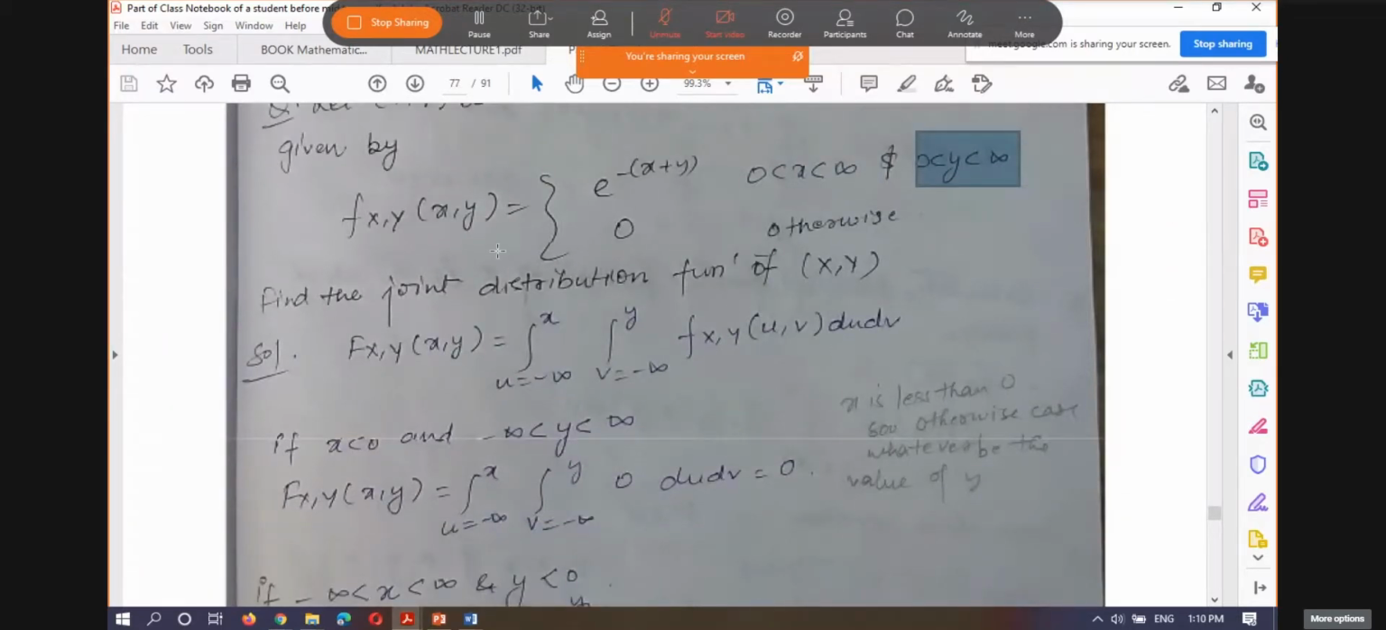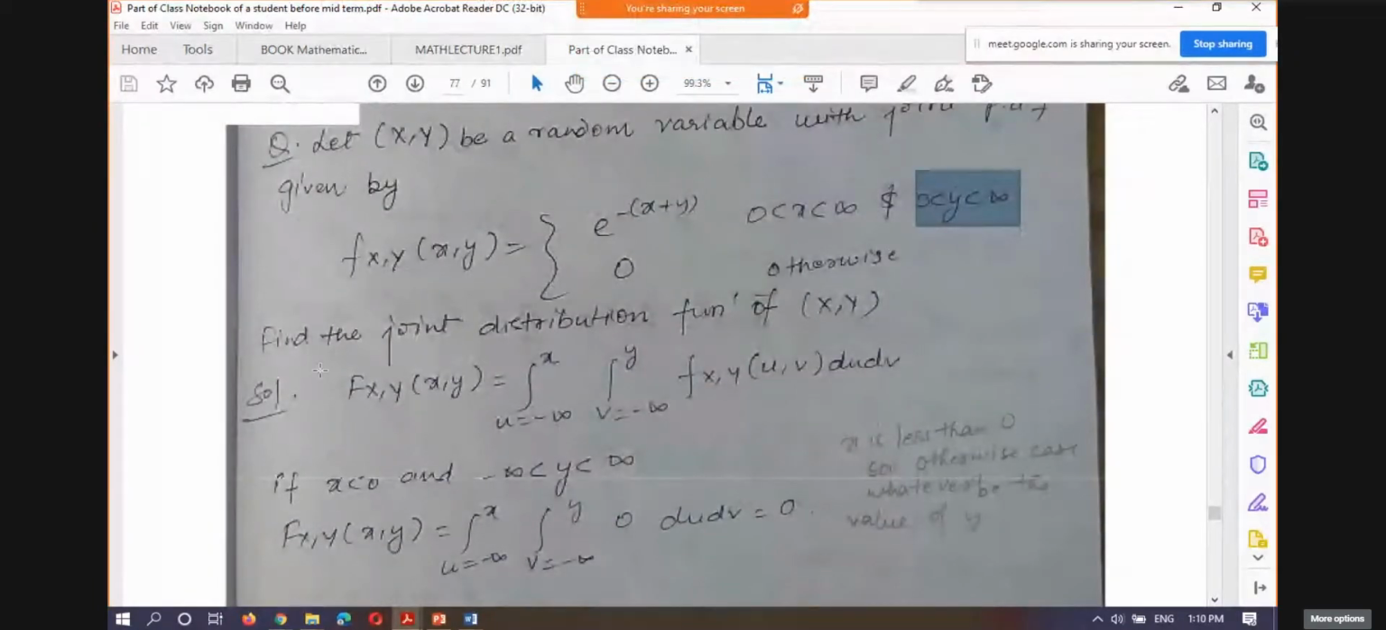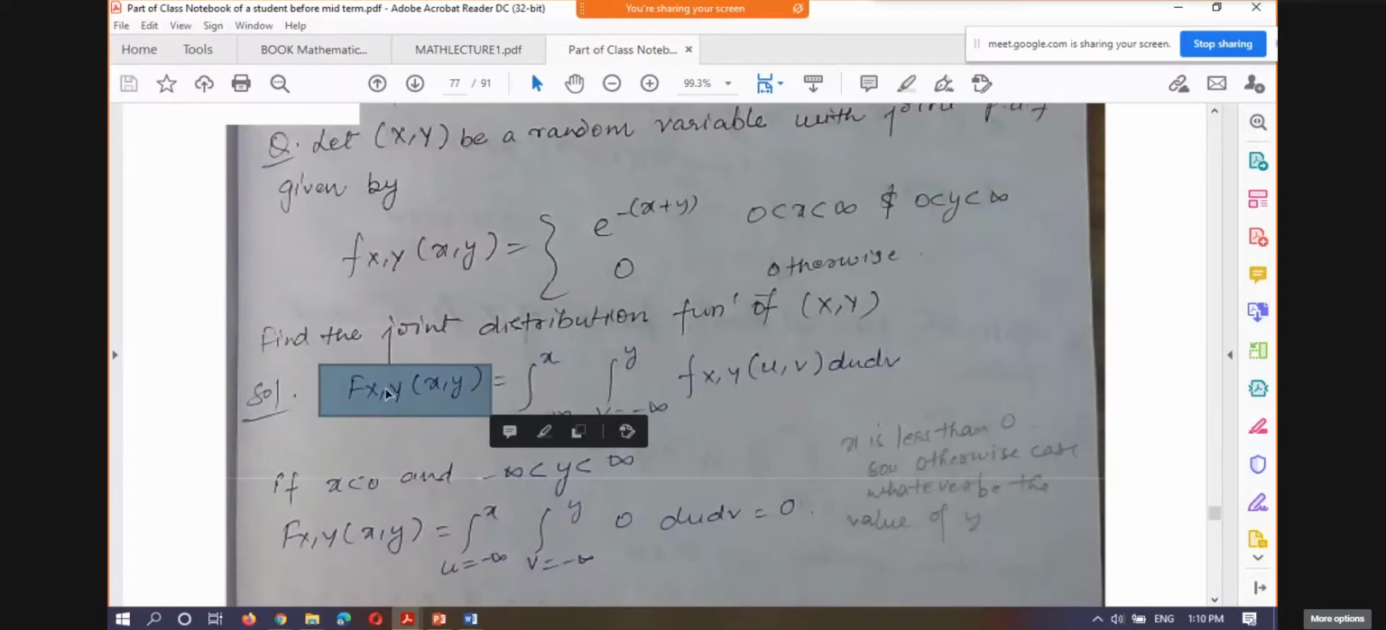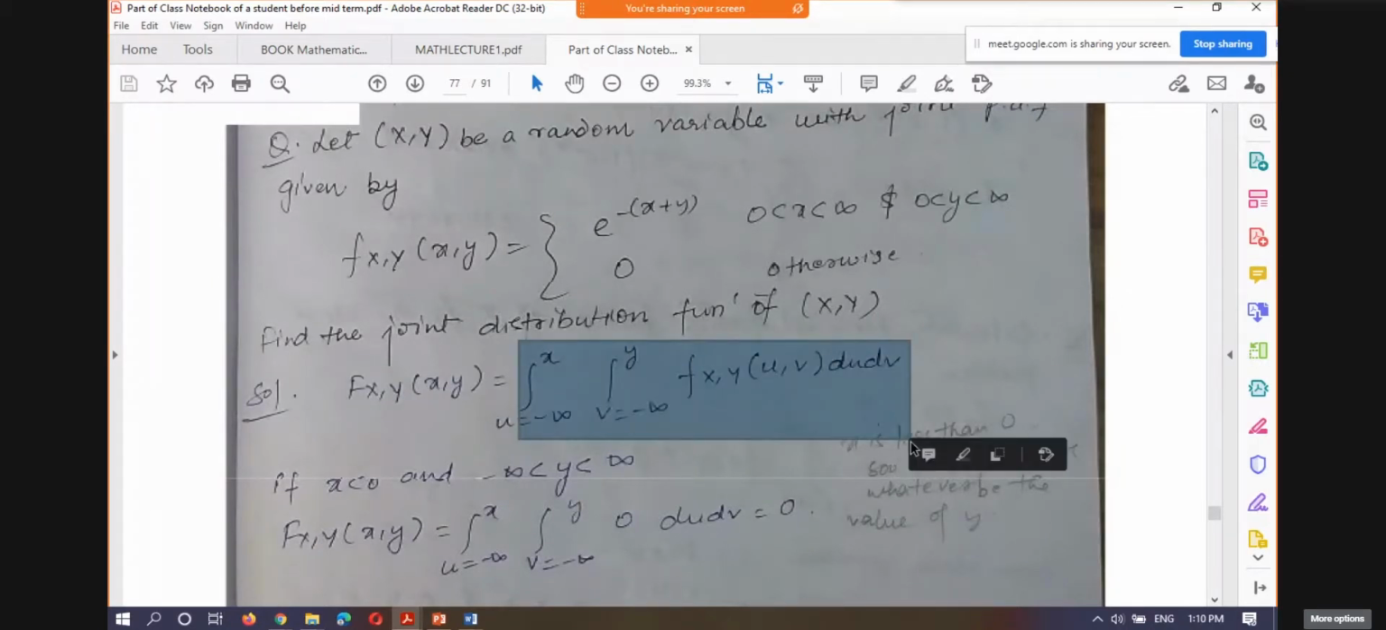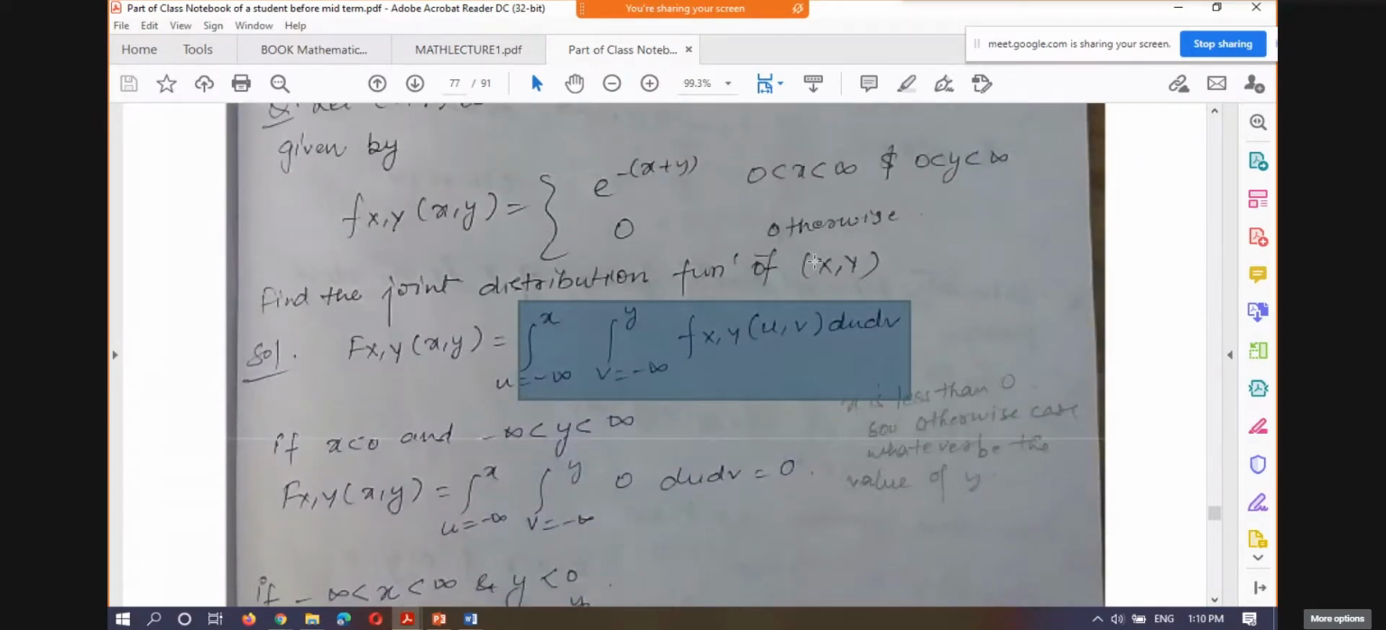So if this is the density function and someone told you to find its cumulative distribution function, that is this one, and you know that we can calculate the joint cumulative distribution function with the help of the joint density function using this formula for the case of continuous random variables. Here since (x,y) belongs to R cross R, we have a two-dimensional plane as a domain.